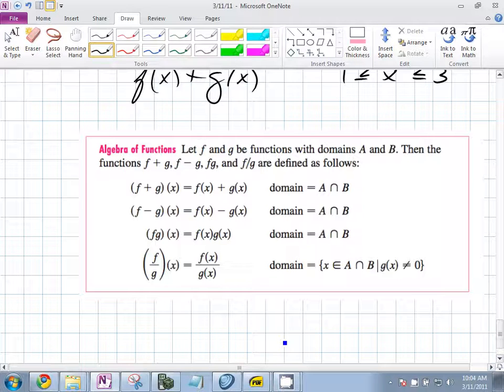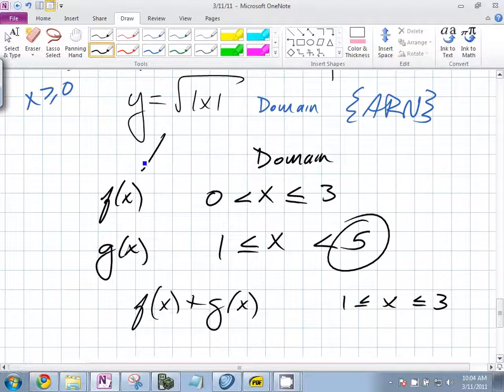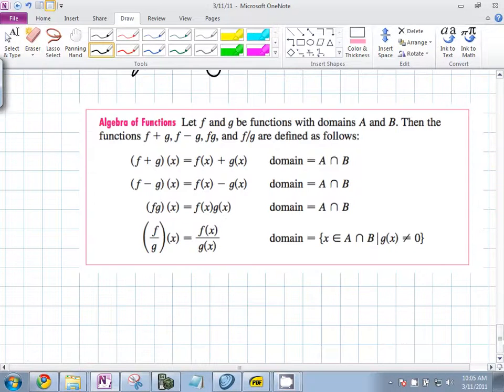For example, on this set right here, can you plug in 5 into this function? No. Can you plug in 0 into this function? No. You need numbers that can be plugged into both, so you look at the intersection. Now, for multiplication, same exact thing. Division is the same exact thing, except there's one thing you can't use.